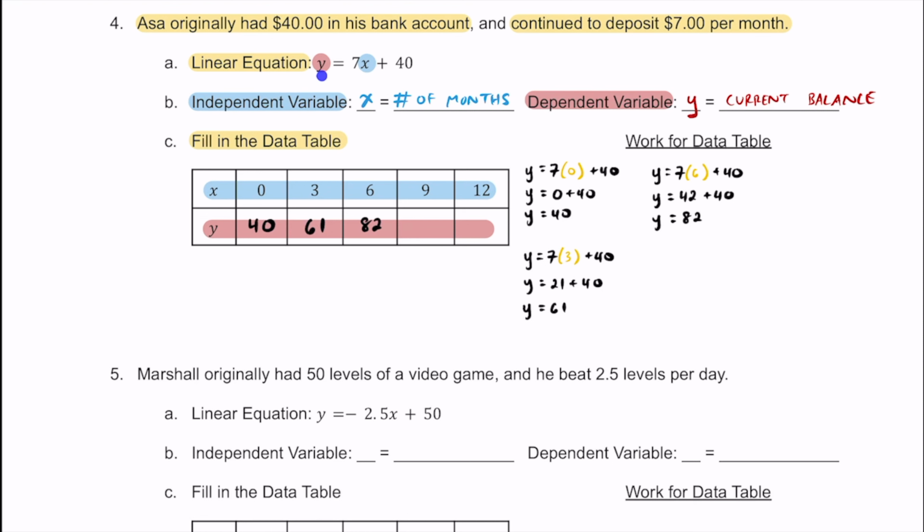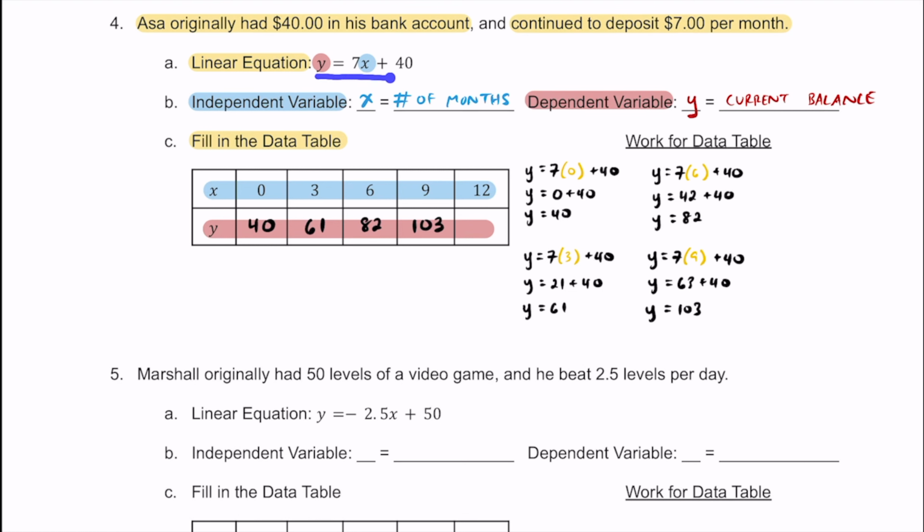Next scenario here, we see our linear equation, say x is 9. So if 9 months goes by, let's see how much money would be in this account. We're going to have y is equal to 7, and we're going to multiply that by 9. So 7 times 9. Let's go ahead and add 40 on afterwards. So 7 times 9, that's going to be 63. 63 plus 40, that's going to be a total of $103. So it's going to be $103 is his account balance at that point.